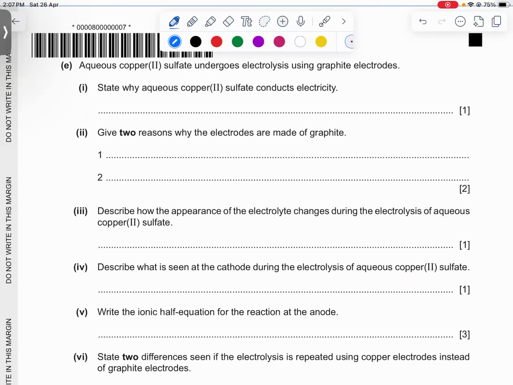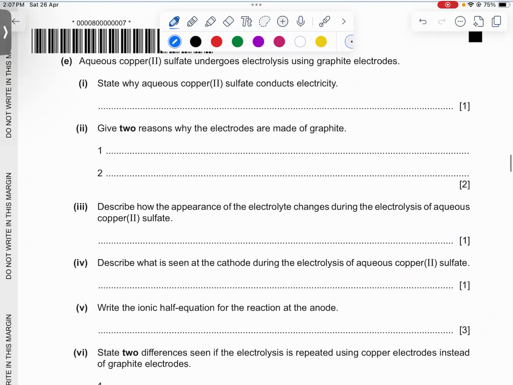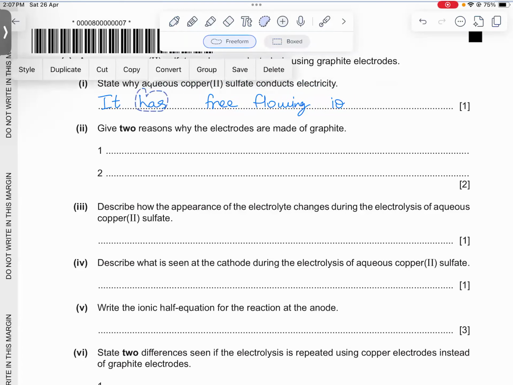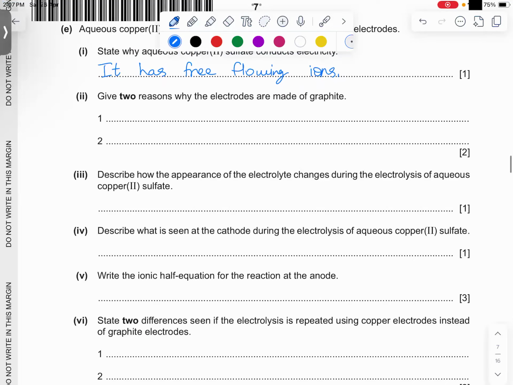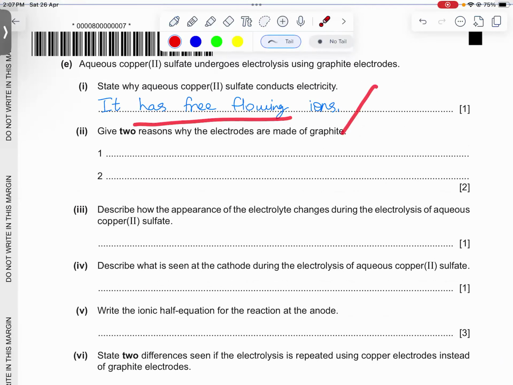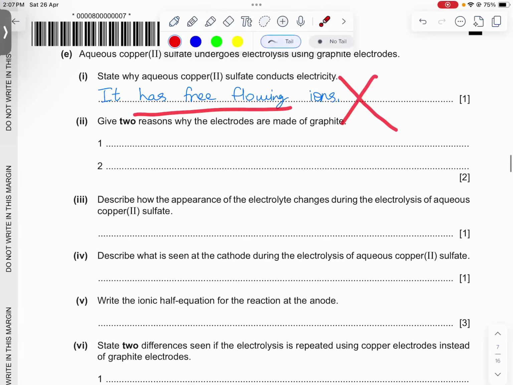Aqueous copper 2 sulfate undergoes electrolysis using graphite electrodes. State why aqueous copper 2 sulfate conducts electricity. It has free flowing ions. All right. So free flowing ions. That is why if someone writes it has free flowing electrons, wrong answer. Okay. Ionic compounds do not have free flowing electrons.